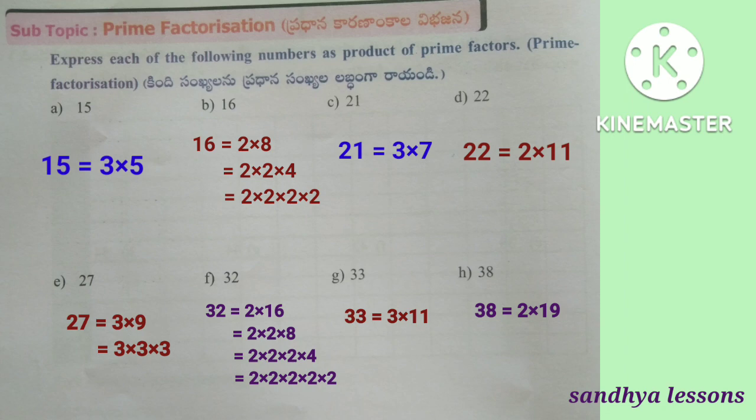Prime factorization of 21 is 3 into 7. D problem. Prime factorization of 22 is 2 into 11. Prime factorization of 27 is 3 into 3 into 3. Prime factors of 32 are 2 into 2 into 2 into 2 into 2. Prime factorization of 33 is 3 into 11. Prime factorization of 38 is 2 into 19.